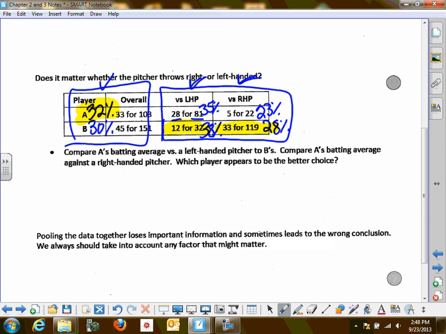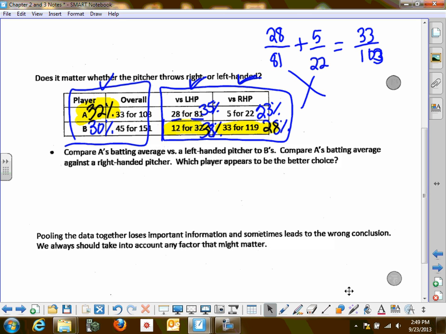Watch. Let's just look at player A. Against left-handed pitchers, they were doing this. Against right-handed pitchers, they were doing this. And according to the way that this was completed, they are adding it up and saying that the average of them is going to be the 33 over the 103. Is that the way that you should add fractions? No. You don't add with different denominators, so that is where the math gets messed up. Because you are adding across two variables, and if you didn't come up with a common denominator, then that's going to mess up your information.